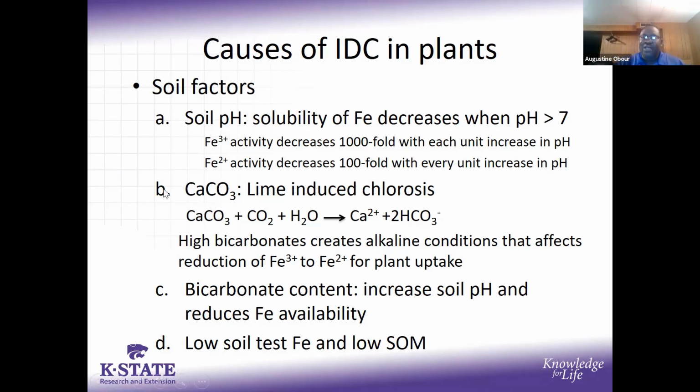Then there's also calcium carbonate, lime-induced chlorosis. When you have a lot of calcium carbonate in the soil, this calcium carbonate under hydrolysis releases bicarbonate ions in soil solution. Once you have bicarbonate ions, it creates alkaline conditions that favor the conversion of iron to Fe3+ or to iron oxides. These iron oxides are very insoluble, so iron availability to the plant is decreased.